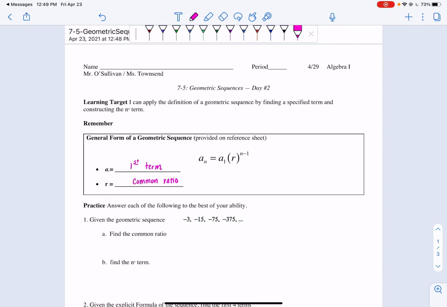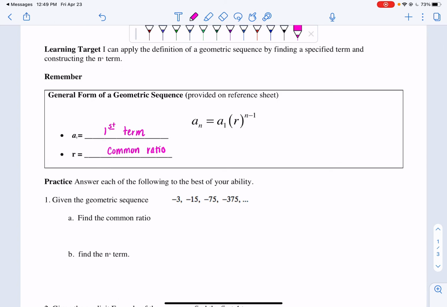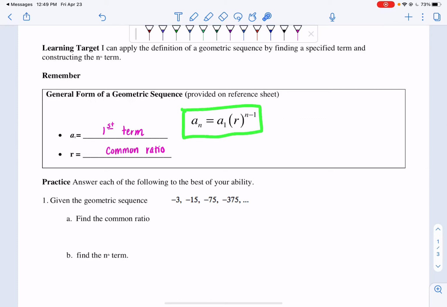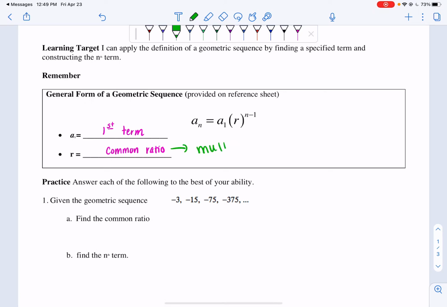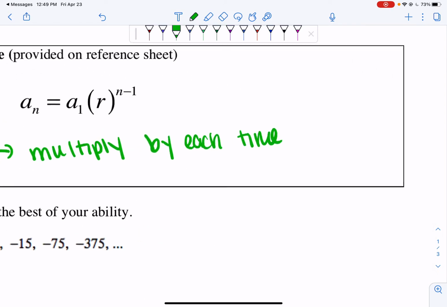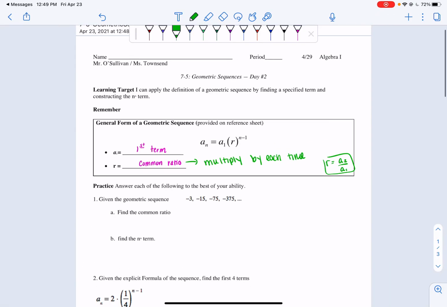Today's learning target is I can apply the definition of a geometric sequence by finding a specified term and constructing the nth term. So just remember, the general form of a geometric sequence is a sub n equals a sub 1 times r to the n minus 1, where our a sub 1 is our first term, and our r is our common ratio, or what we multiply by each time. And if you have a hard time figuring out what your common ratio is, you can always just do r equals a sub 2 divided by a sub 1, and that will give you your common ratio every single time.